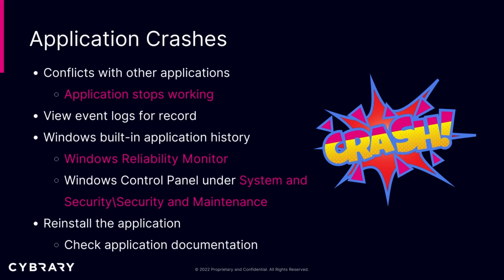Application crashes. Sometimes our applications conflict with other applications and it causes that application to stop working. The big thing you want to do is check the event logs here. Look for any record or history of that going on. Windows also has a built-in application history called the Windows Reliability Monitor. If you go to the Windows Control Panel, under System and Security and Maintenance, you'll find that application there, and it can show you the history of that problem app.